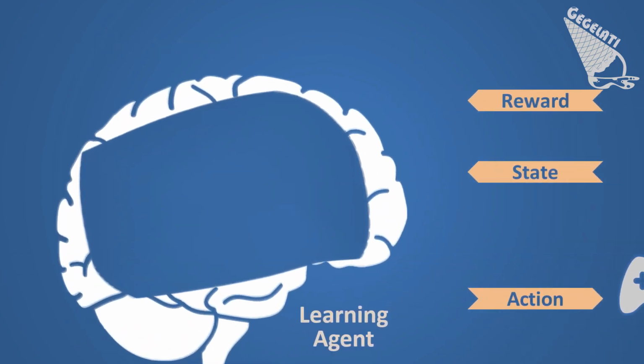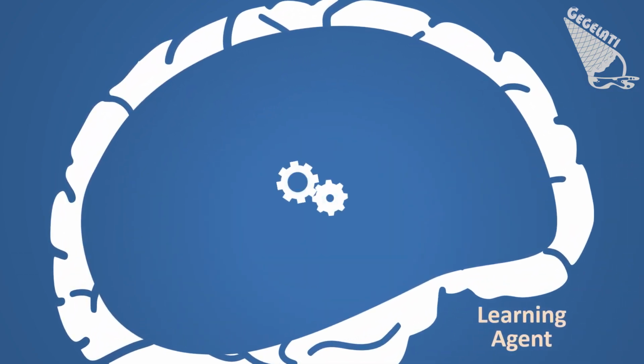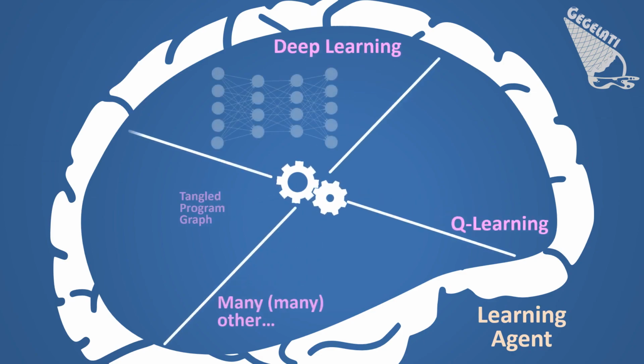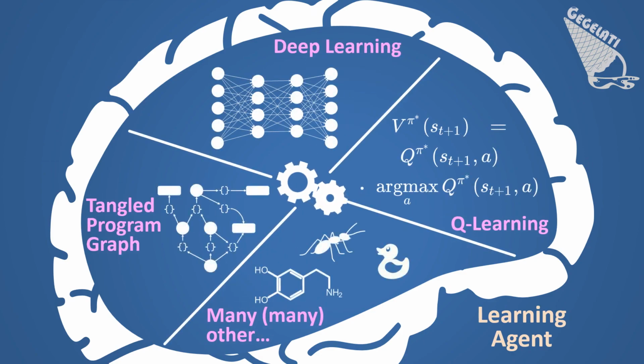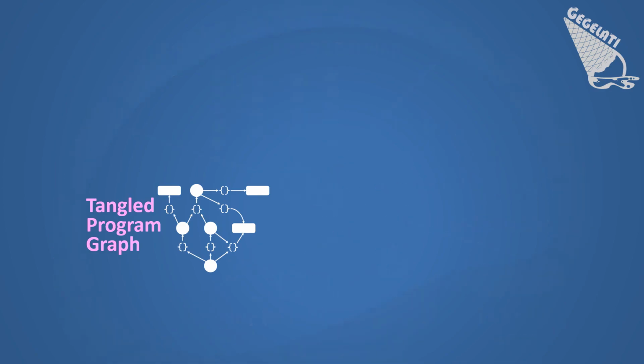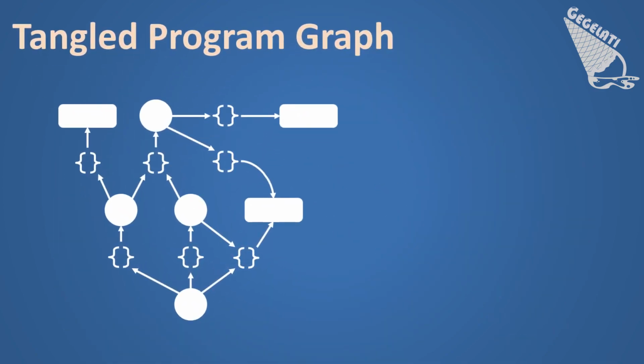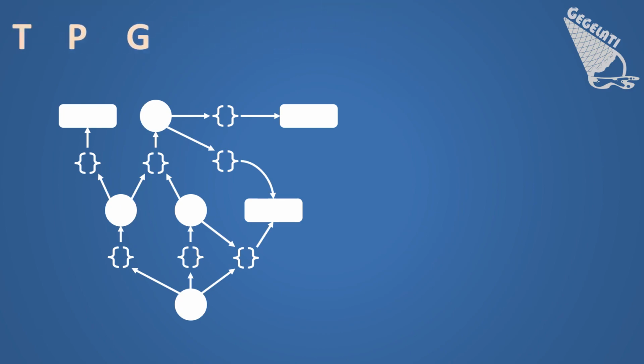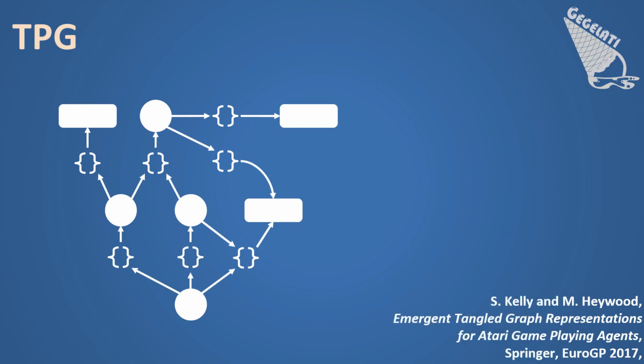Now, let's focus on the brain of this learning process and the mechanisms powering it. Many different machine learning techniques are available to power the learning agent, like deep learning, Q-learning, tangled program graphs, and many others. The learning algorithm used in the GEGELATI library is called a tangled program graph, or TPG for short. TPGs were first introduced in 2017 by Stephen Kelly and Malcolm Heywood from Dalhousie University in Halifax, Canada.